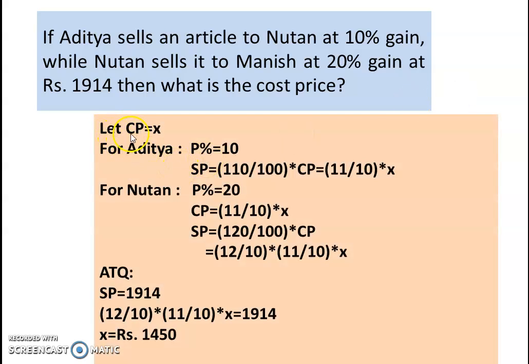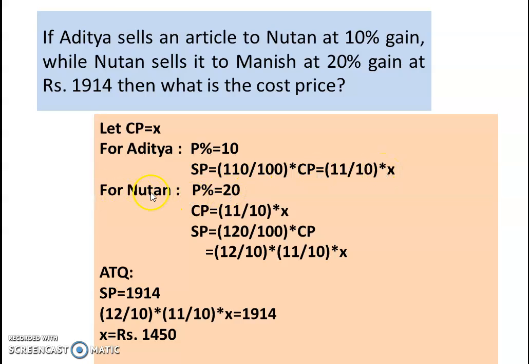So first we will assume cost price be X, and for Aditya profit percentage is 10. So selling price will be 110 upon 100 into CP, as we have the formula to calculate SP when profit percentage is given. So it is equals to 11 by 10X.